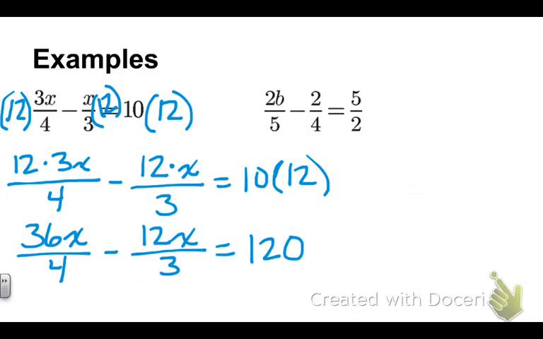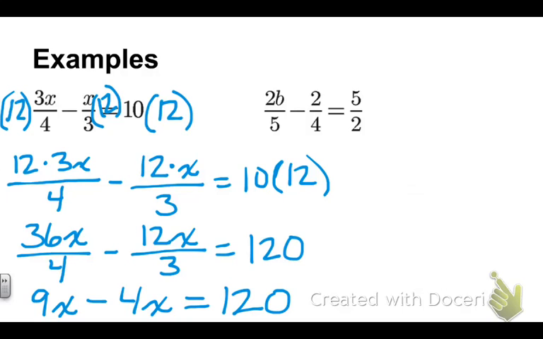You might be saying, well, I still have the fractions. No, you don't, because if you look at the first one, you've got 36x divided by 4. Well, 36 divided by 4 gives you 9x. 12 divided by 3 gives you 4x. And it gives you 120. Alright, what you did is you multiplied by the least common denominator, and that in turn knocks out the fractions, and it gives you something that's still equivalent, but with larger numbers.